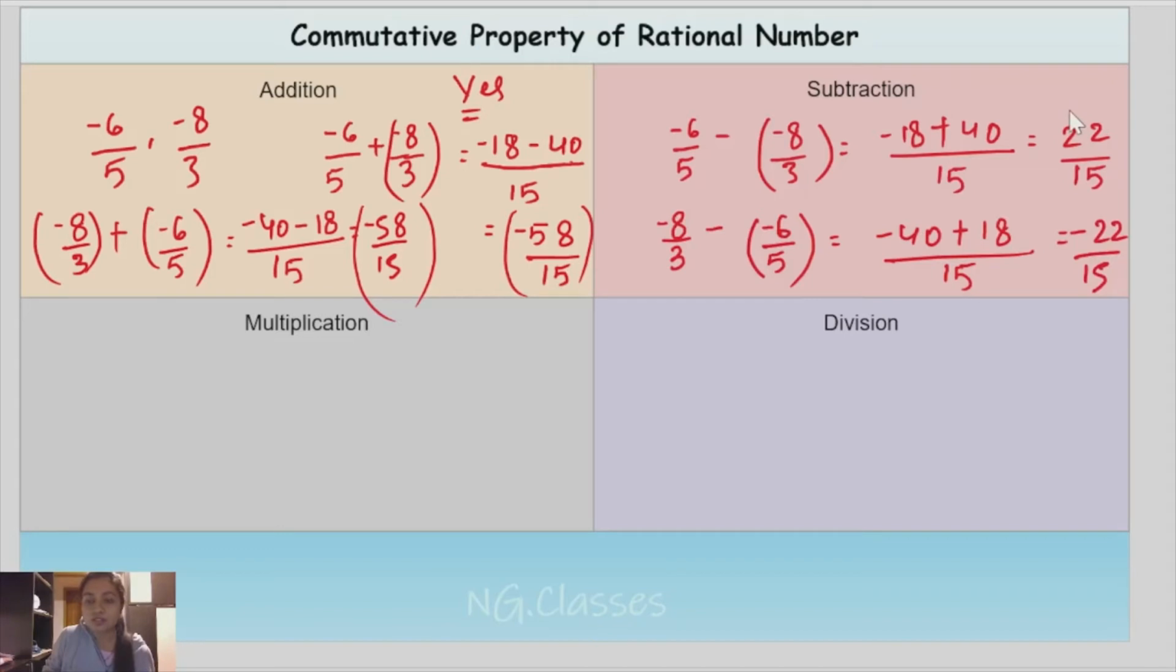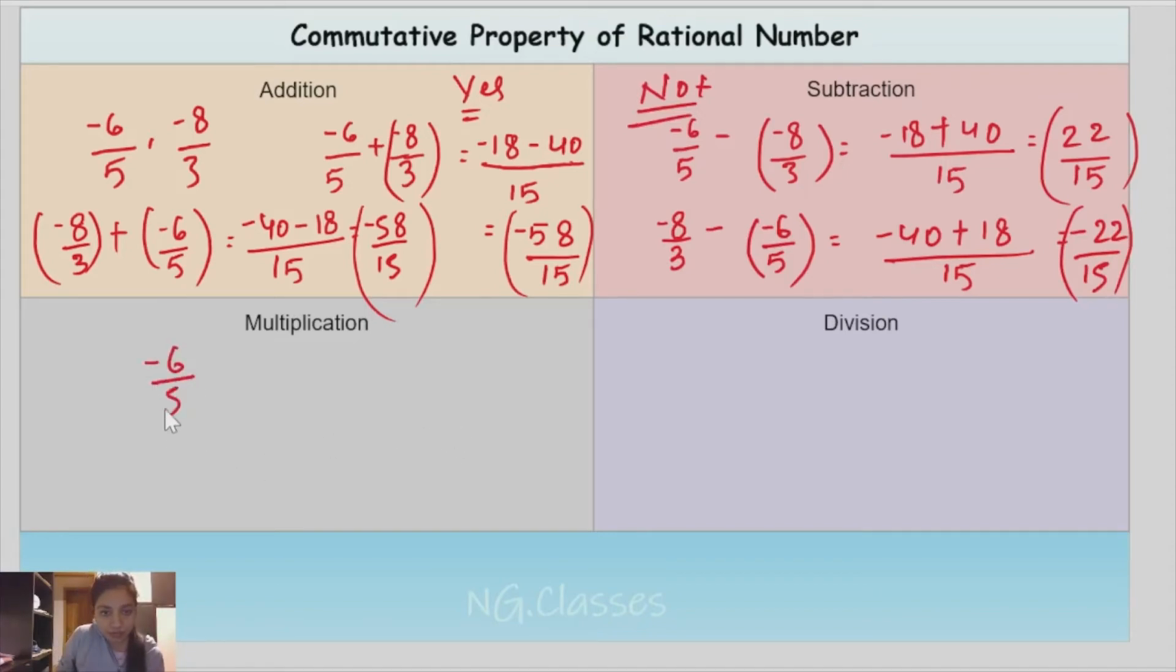So positive 22 by 15 and minus 22 by 15, both are not same. Here we are getting our answer as a positive fraction and here we are getting a negative fraction. Both are definitely not same. So we can say subtraction is not commutative for rational number. Clear?